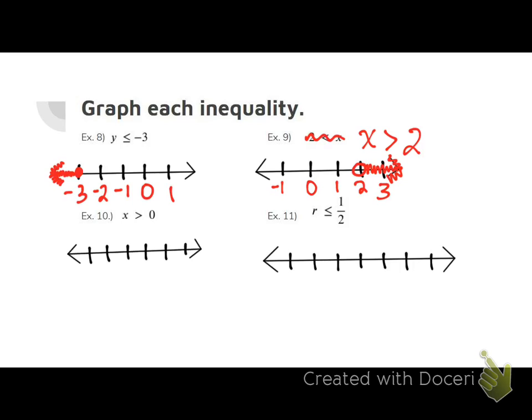Questions before we move on to number 10? Okay. Number 10, I know I need what number on my number line? 0. So you can kind of pick where it goes, and you can pick what you want your scale to be. I'll still count by ones for now.